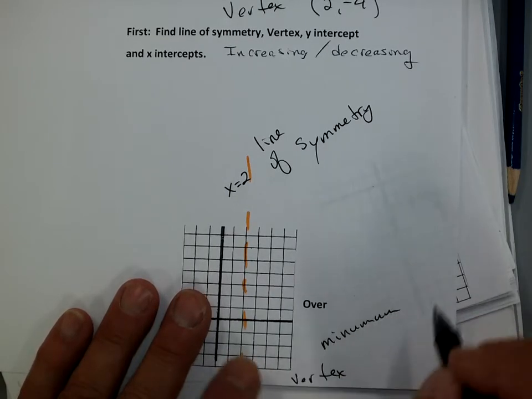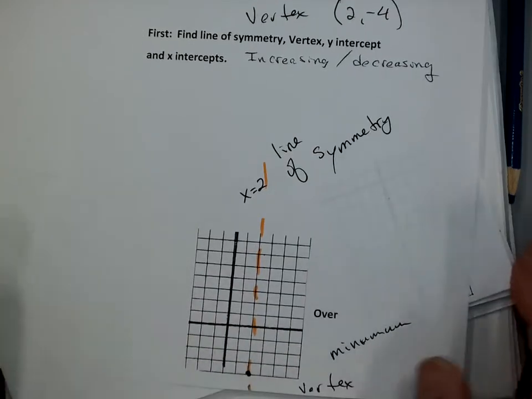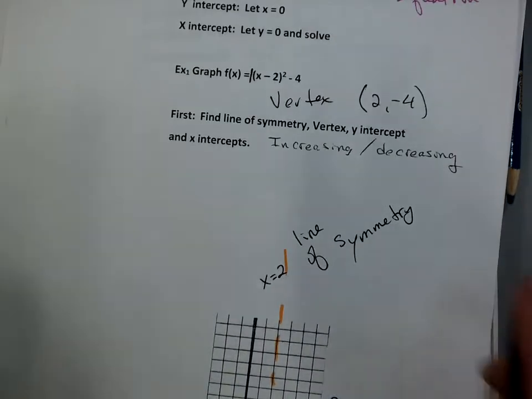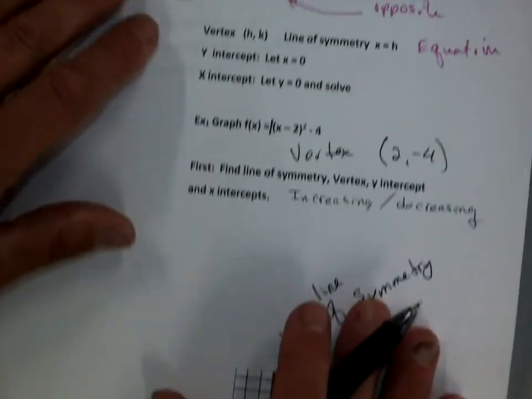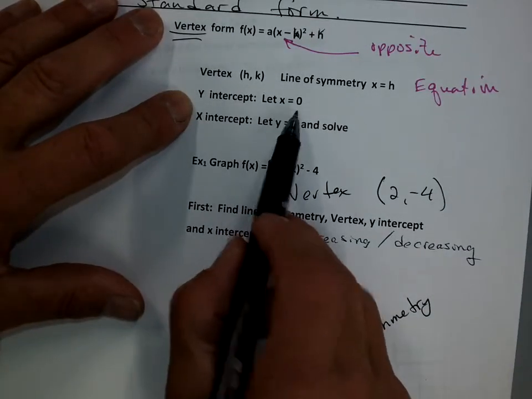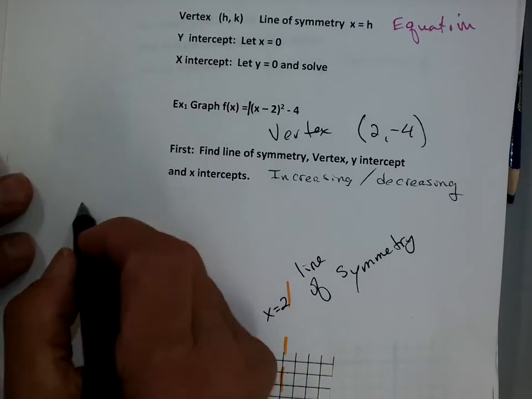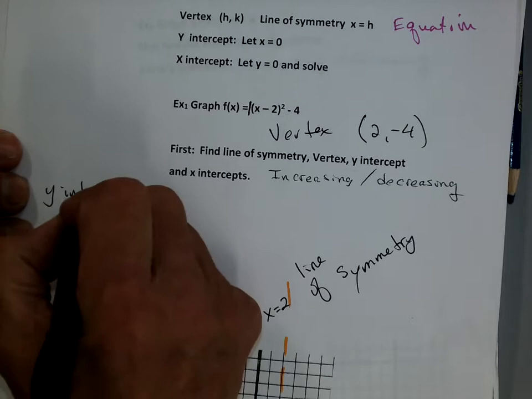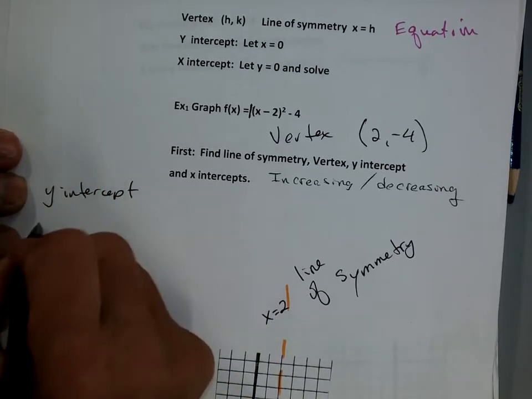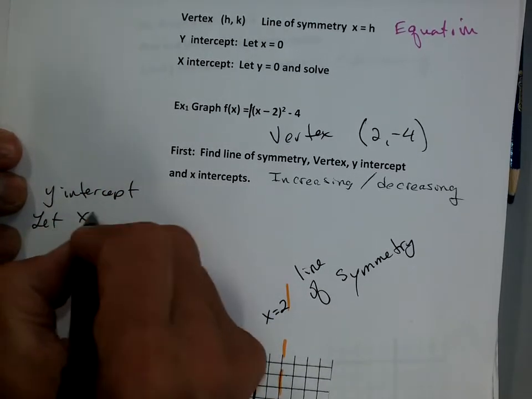Minimum. There we go. Can't spell, can I? So, the vertex. Now, what about the y-intercept? Well, one way to get the y-intercept, let's see what it says. The y-intercept is to let x equal 0. All right, so let's do a little work over here. Find our y-intercept, and that's to let x equal 0.